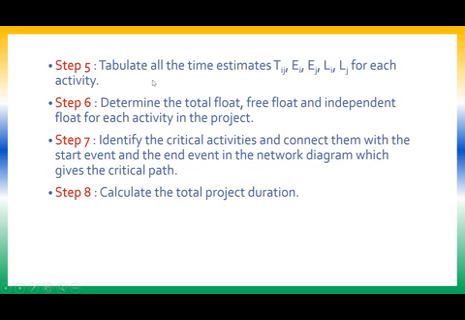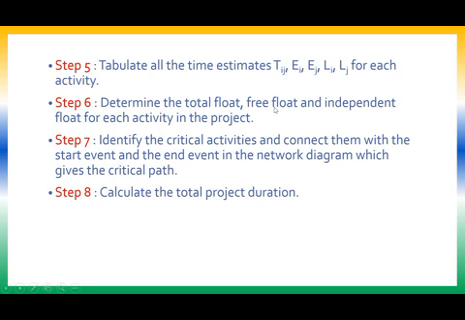Now step number 5, tabulate all the time estimates. In a separate table, we will note the individual activities, then their corresponding duration Tij, their early times Ei and Ej, and their latest times Li and Lj for each activity. Then we will calculate the total float, free float and independent float. This we have already discussed in the previous session. So all those floats will be computed and written in the table.